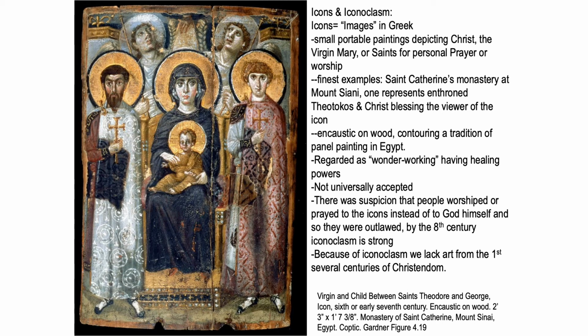This is the Virgin and Child between Saints Theodore and George. It is an icon. It was done in the 6th or early 7th century. It's encaustic on wood, and it is in the monastery of St. Catherine in Mount Sinai.